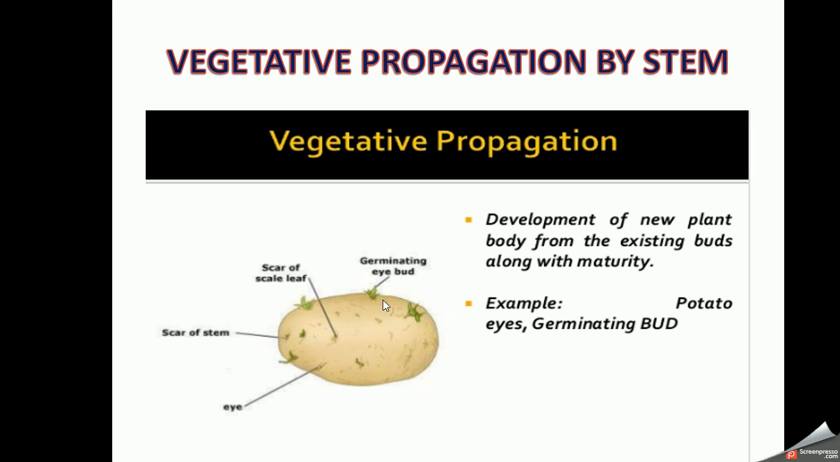You can see the root-like structures. If you leave this potato as such for a few days outside, you can see some root-like structures start growing from those buds. You can put this potato into the soil and you will get as many individuals as there are eye buds. That means if the potato has 4 buds, you can have 4 potatoes from that. So that is the development of a new plant body from the existing buds along with maturity.